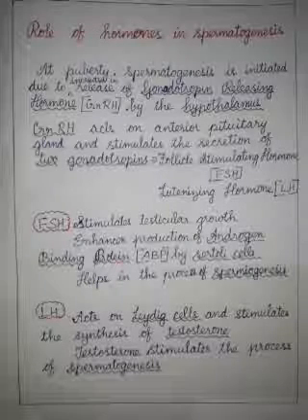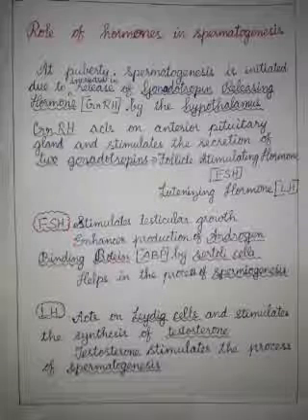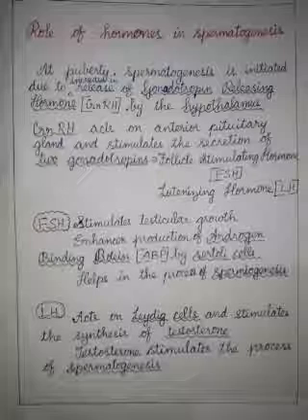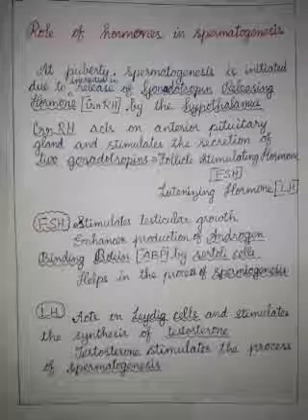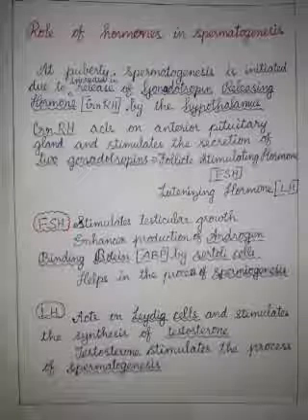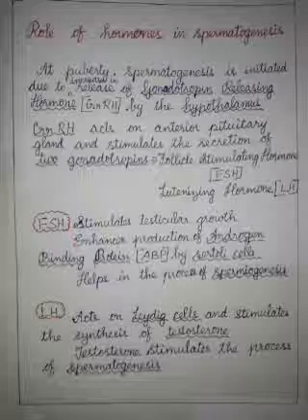Each male produces about 200 million sperms per day. In a day, 200 to 300 million sperms are produced. What happens at puberty? At puberty, the hypothalamus releases a large amount of gonadotropin releasing hormone. This hormone initiates spermatogenesis.